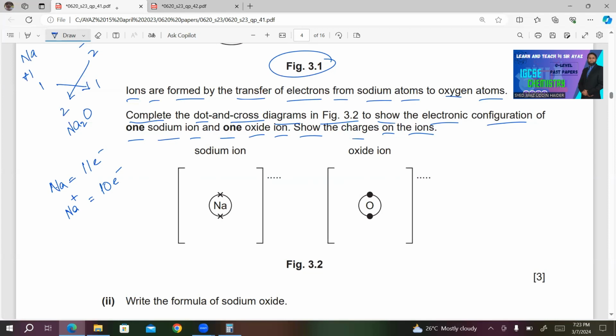So I need to show 8 more electrons. 2 electrons are already shown here. So 1, 2, 3, 4, 5, 6, 7, 8. So here we have all the electrons of sodium, and I will place plus charge here. What about oxygen? Oxygen.